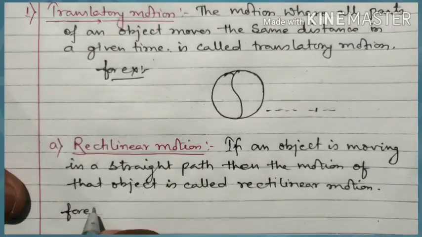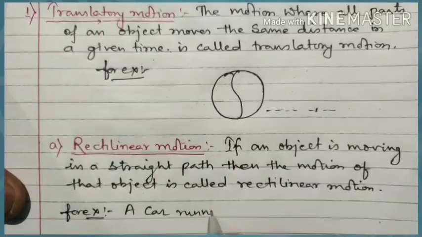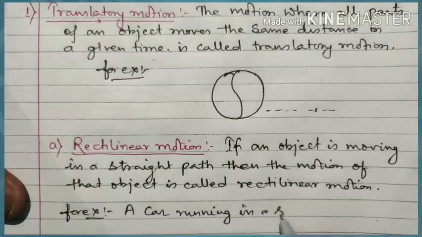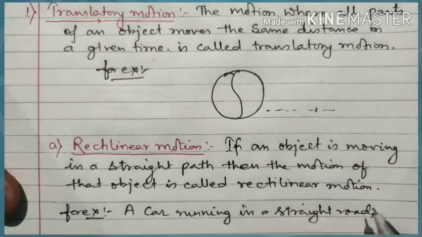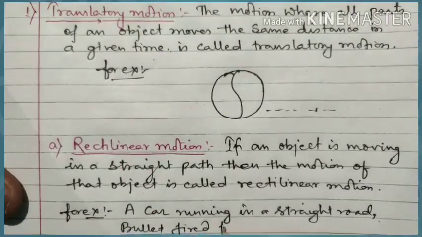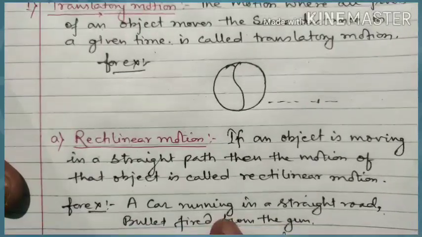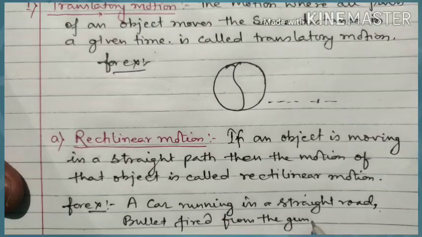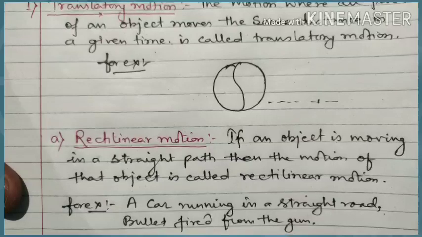Let us see some examples. For example, we can say a car running on a straight road, or a bullet fired from the gun. These are some of the examples of rectilinear motion. There are some more examples given in your book, and your task is to read the book and try to understand those examples.